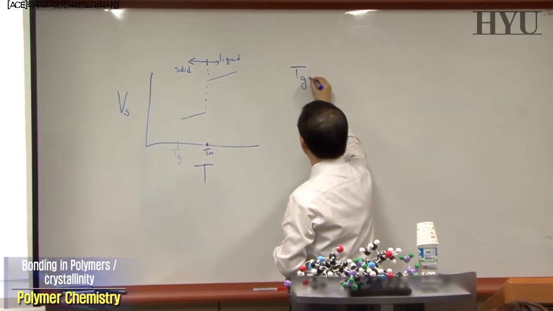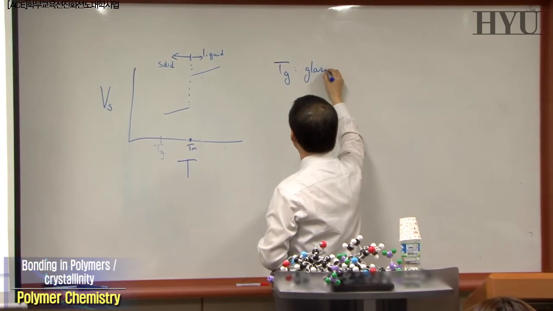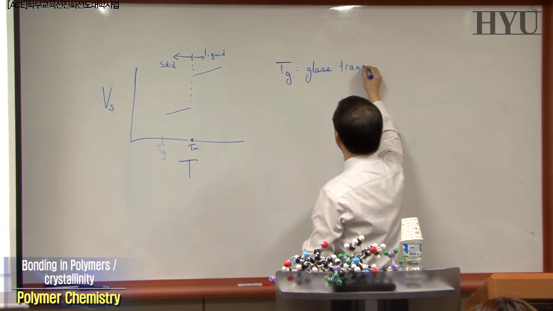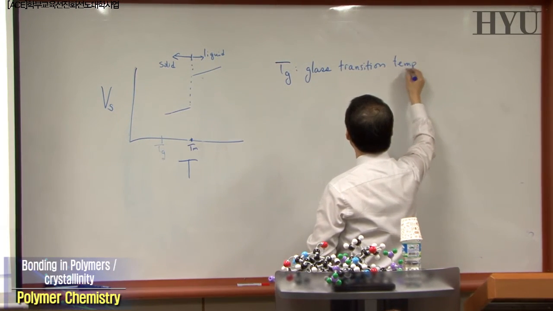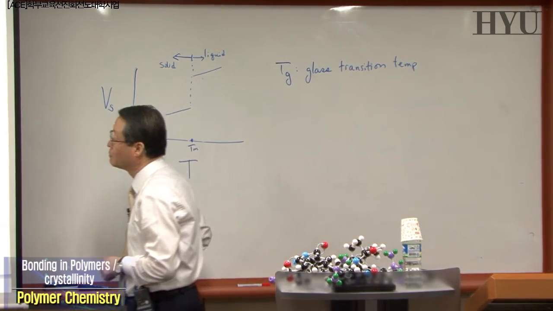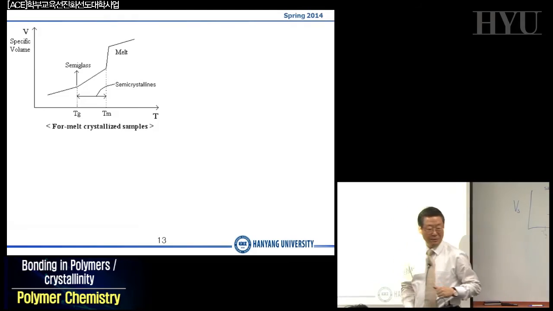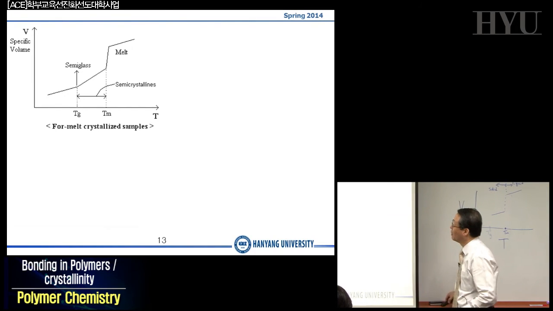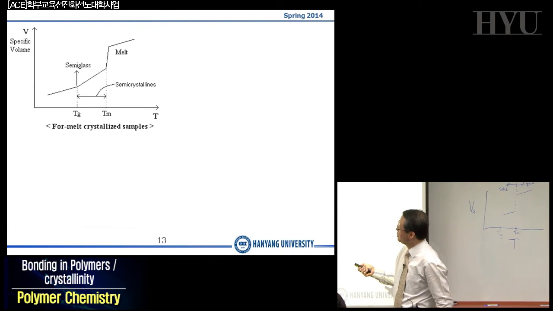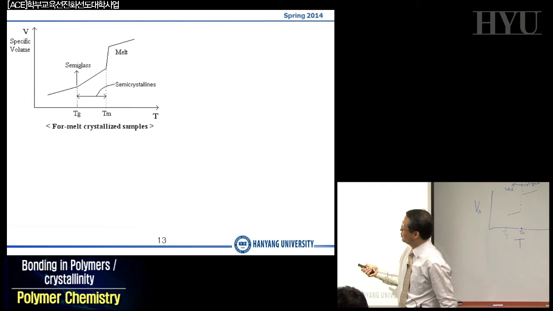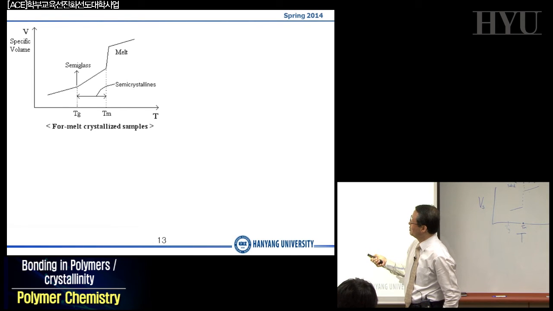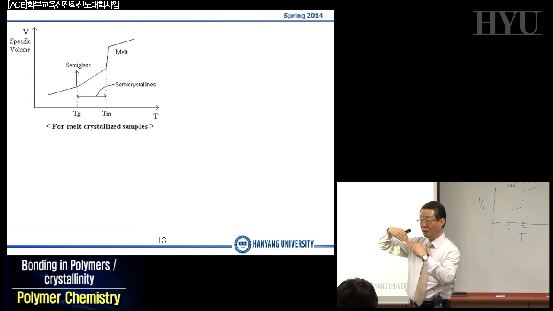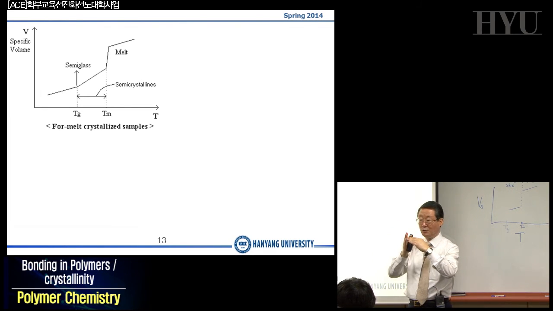So TG is defined as the glass transition temperature. And in fact, the slope from low temperature to TG and from TG to TM is different. Okay, so you have a little kinked structure, a kinked slope, at the glass transition temperature.